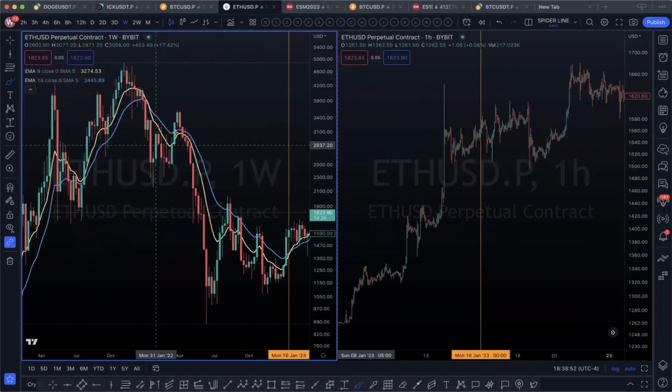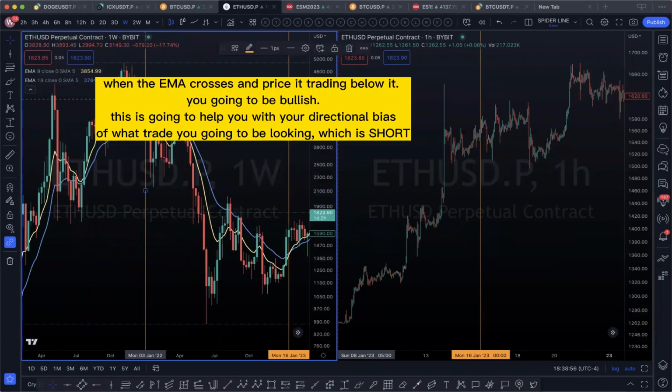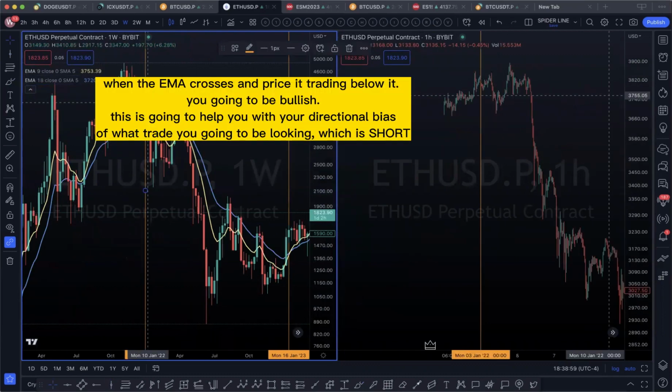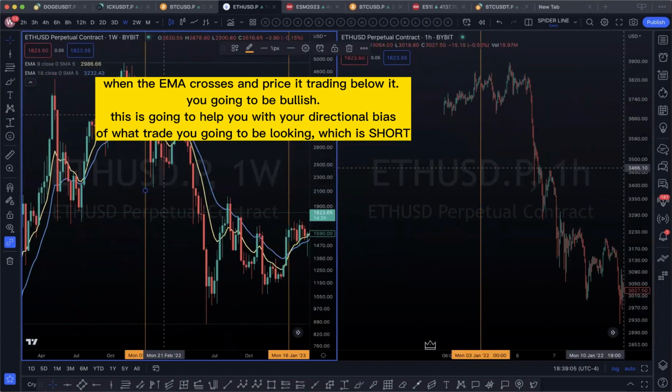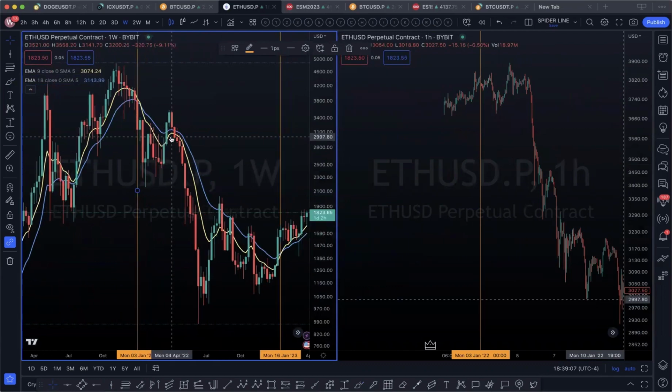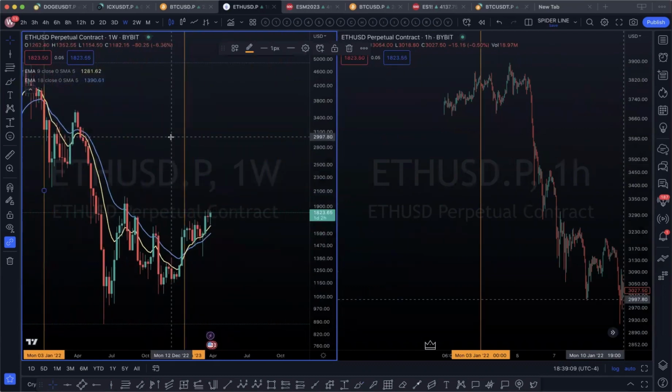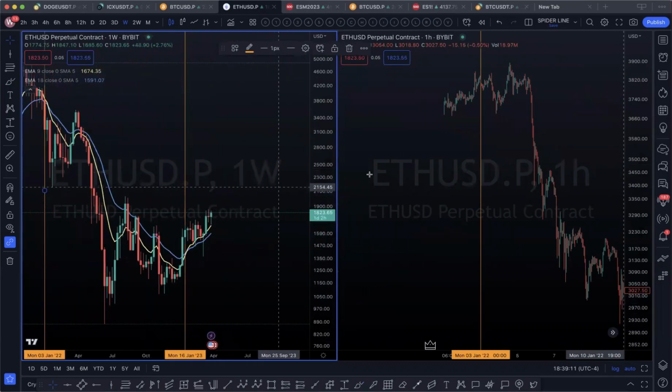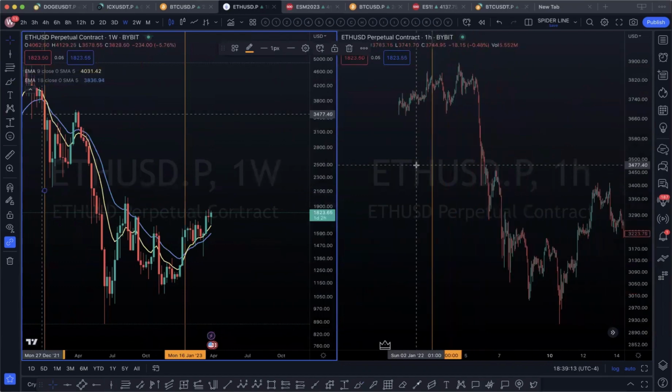And look at this point where the weekly EMA, which is the 9 and 18 EMA, crosses to the downside, and price is trading under the EMA. You want to be looking for short sales on the 1 hour chart. Now I'm going to go on the 1 hour chart and explain.